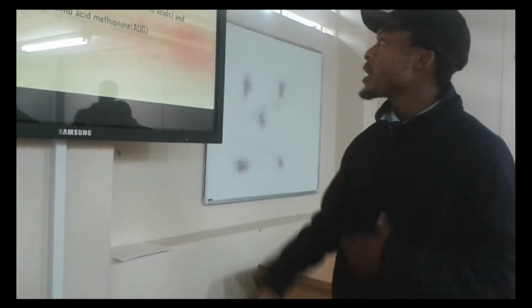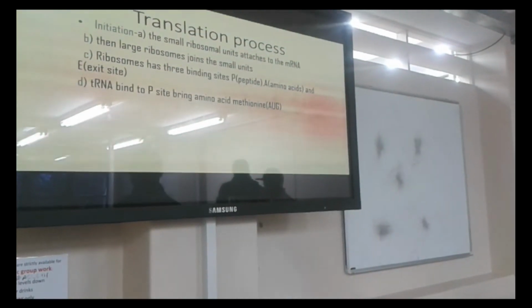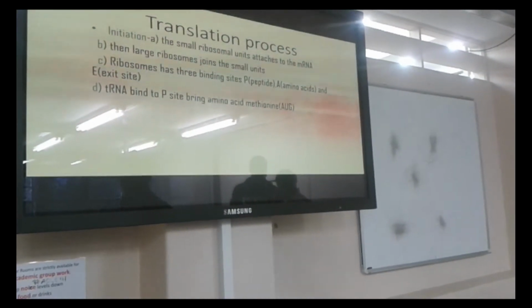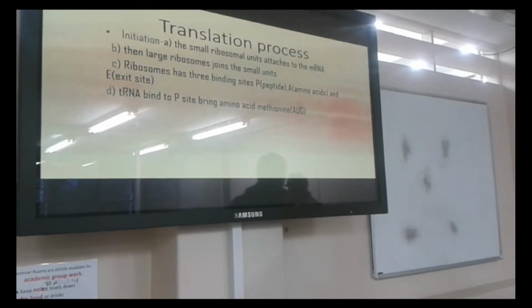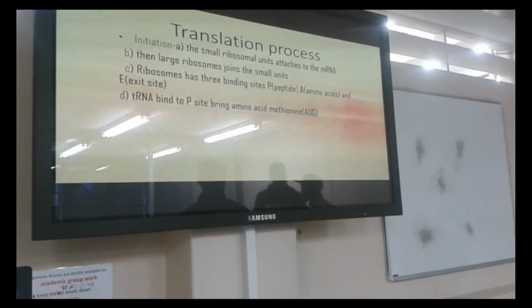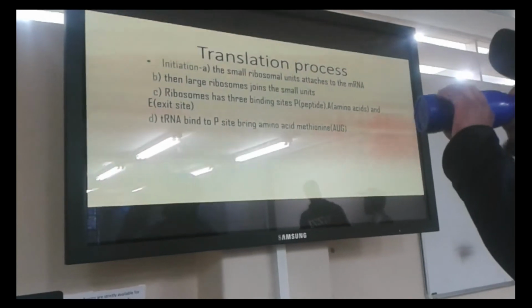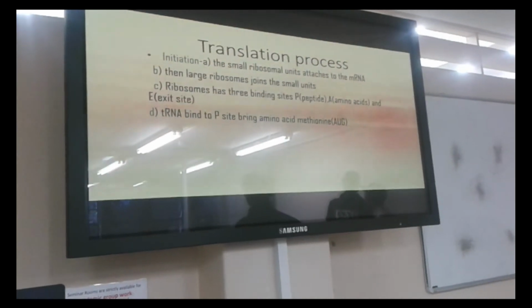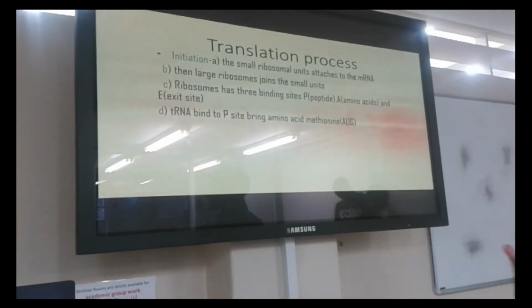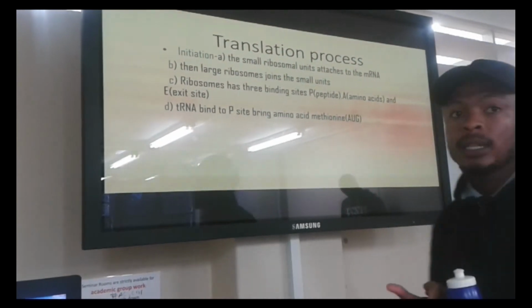Translation, how does it take place? Let's start with the initiation stage. That's where a small ribosomal unit attaches to the mRNA, which is the messenger RNA, and then the large ribosomal unit joins the small unit. The ribosome has three binding sites. We have the P site, which is the peptide site, the A site, which is the amino acid site, and the E site, which is the exit site.